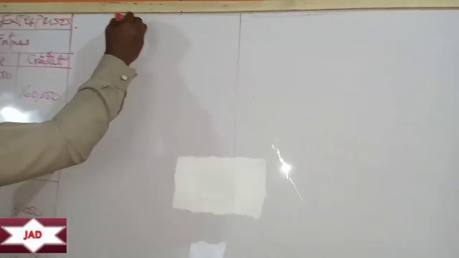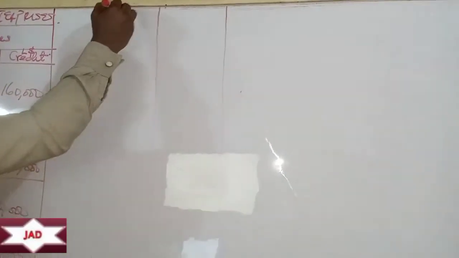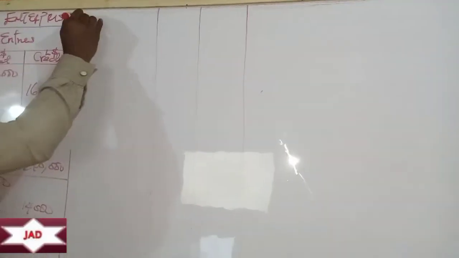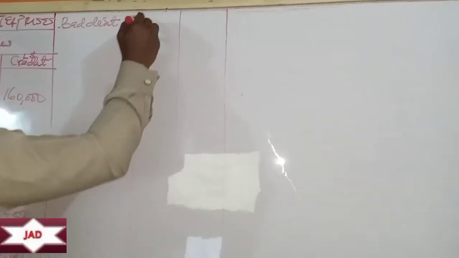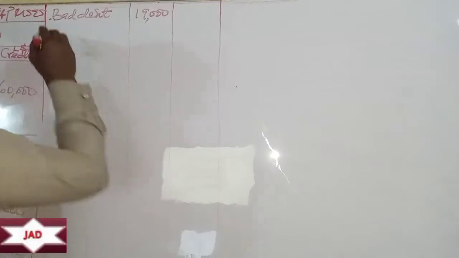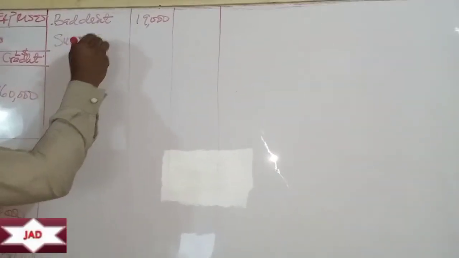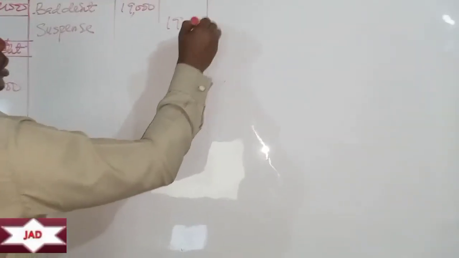So let's go. Let's continue our journal here. So what do we do? We debited bad debts with how much? 19,000 Liberian dollars. Credited what? Suspense with 19,000 Liberian dollars. So you can do your narration there. So what's the next one there?